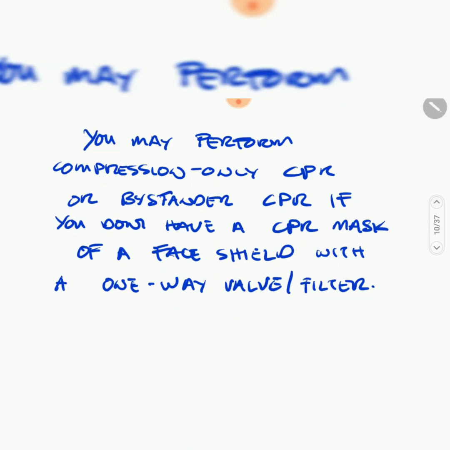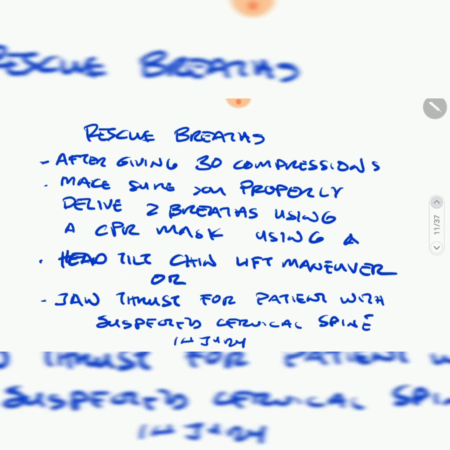You may perform compression-only CPR or bystander CPR if you don't have a CPR mask or a face shield, okay, with a one-way valve or a filter. Now, rescue breaths. After giving 30 compressions, make sure that you properly deliver 2 breaths using a CPR mask, or using a one-way face shield with a filter.